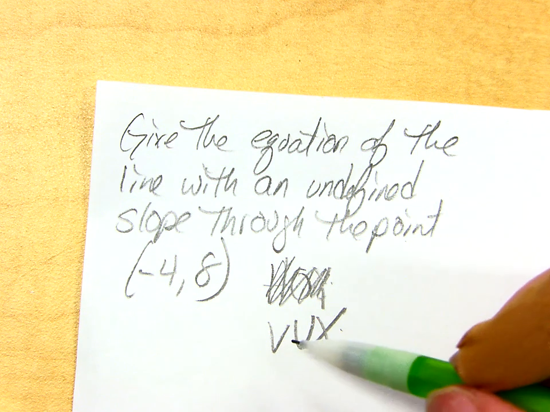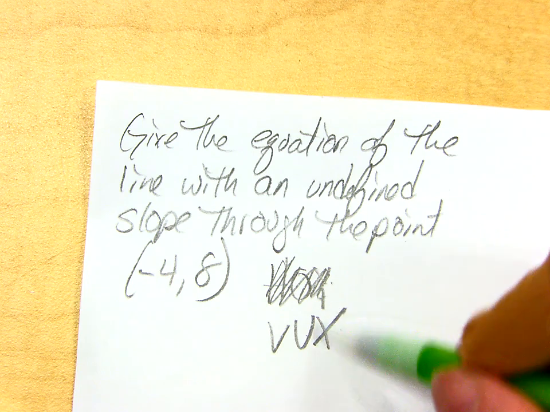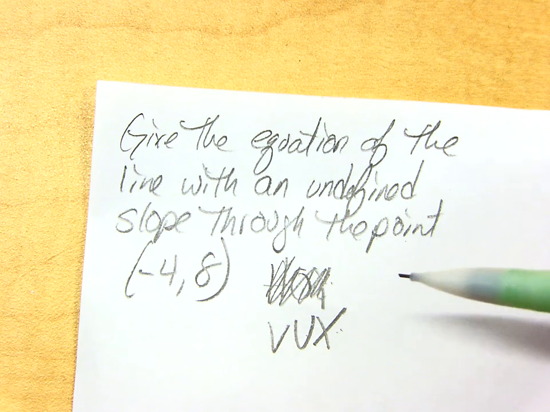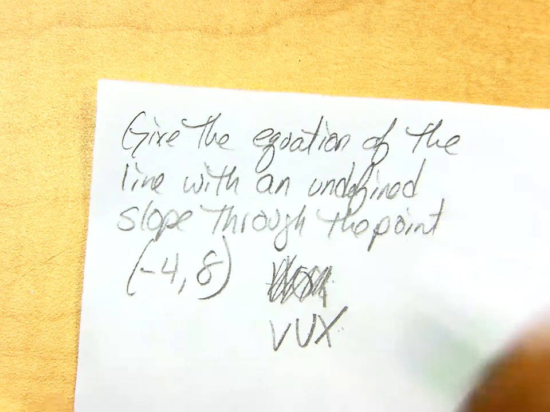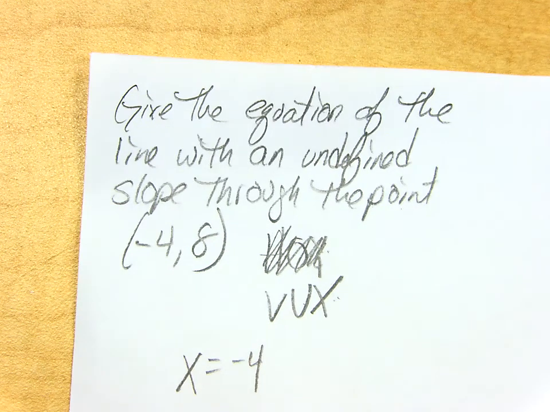It's going to be a vertical line, but I don't have to draw it, so I don't really care. As an undefined slope, it's just going to be x equals some number. Well, what is x in this case? -4. That's it. Your answer is just x equals -4. That's all you have to do.